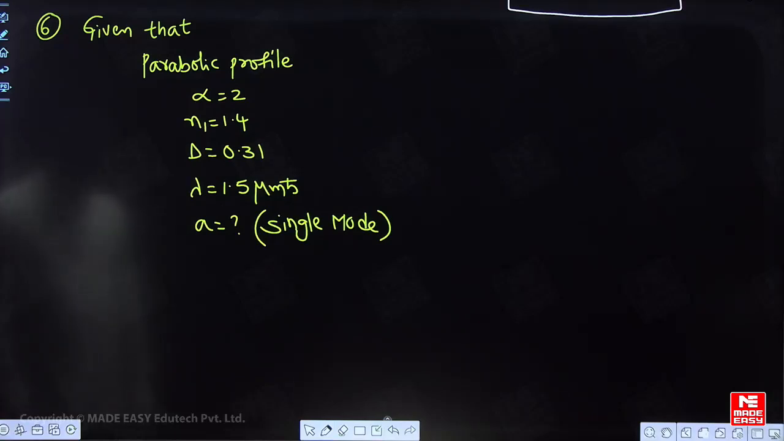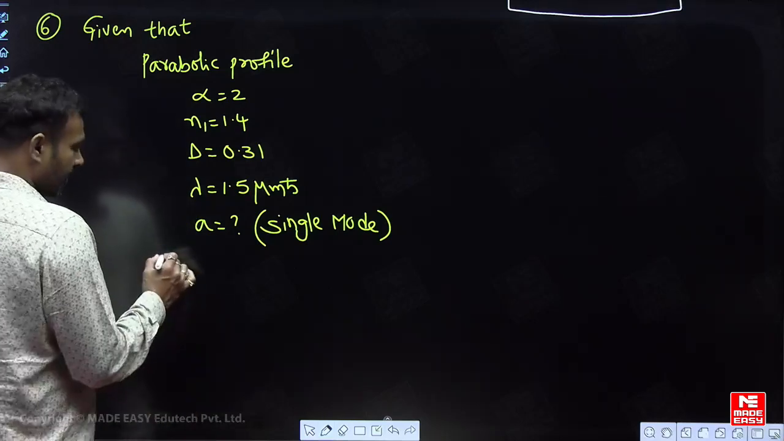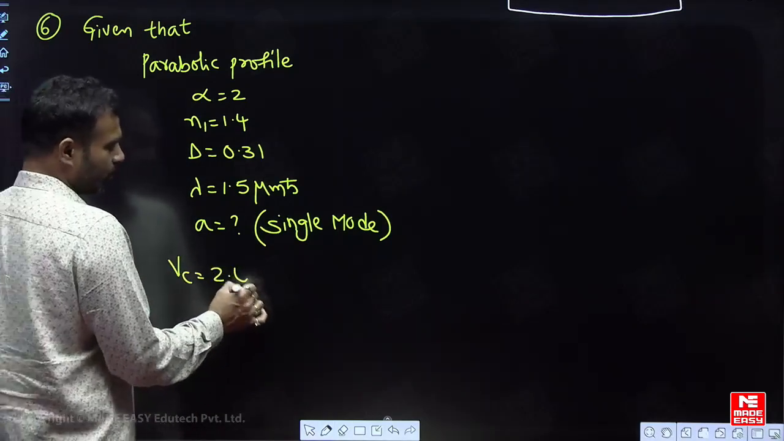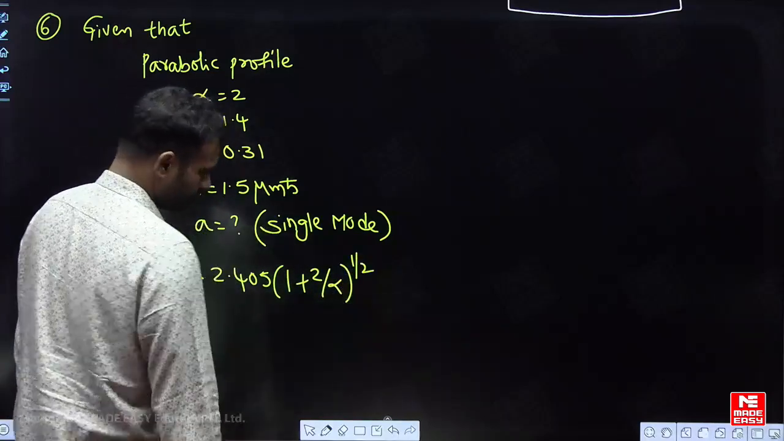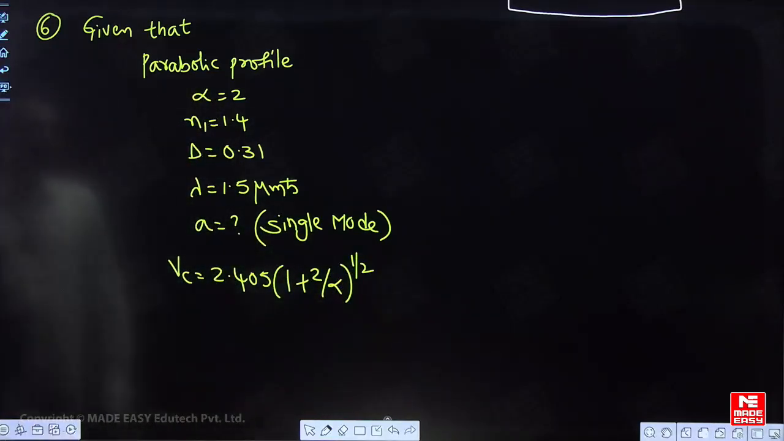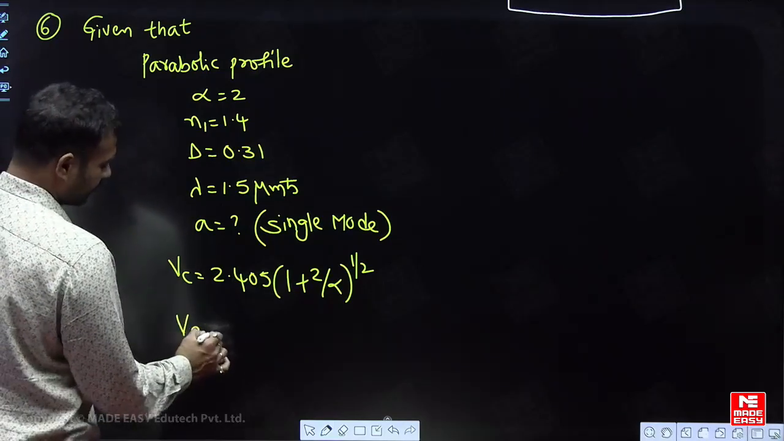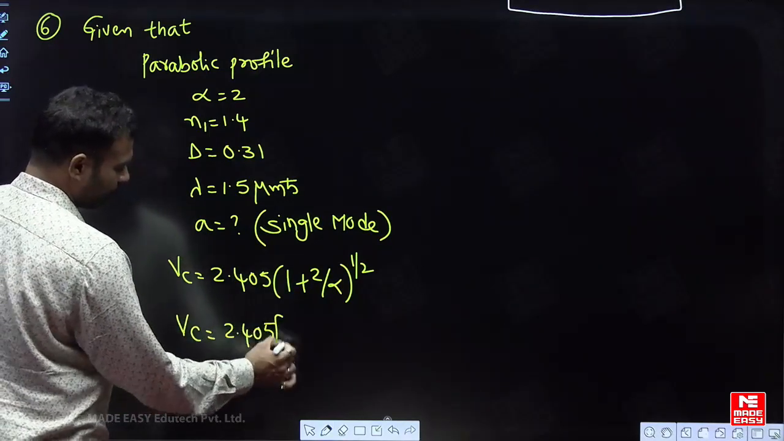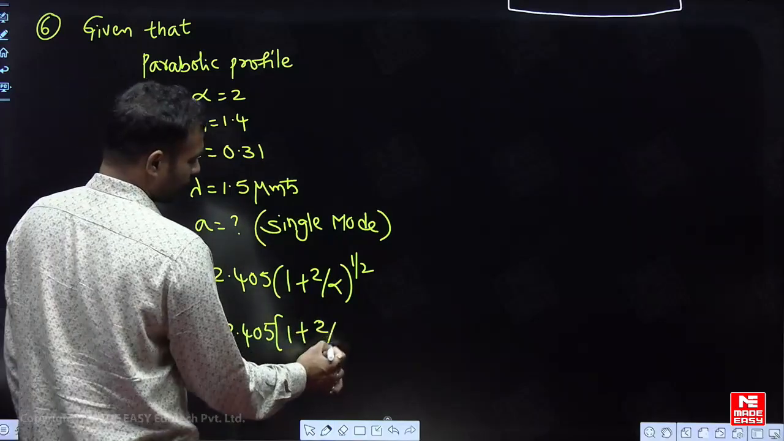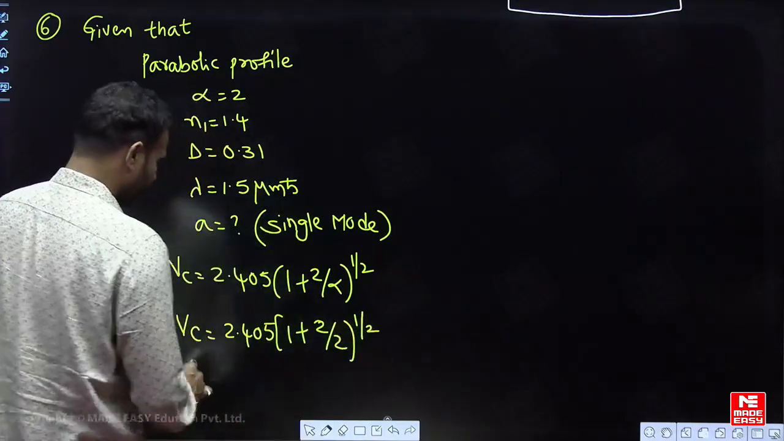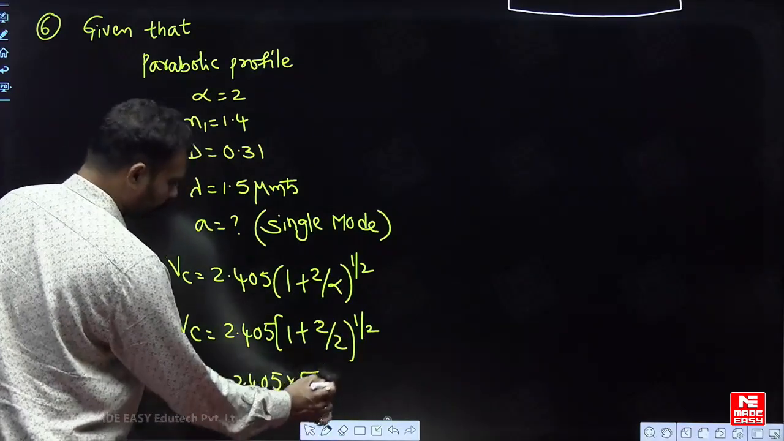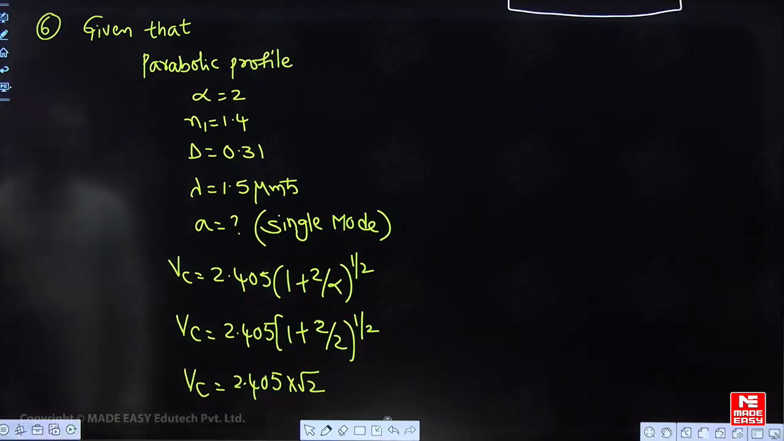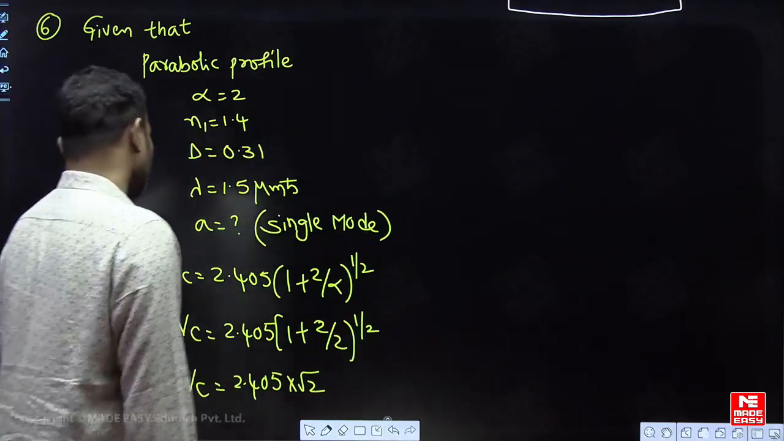Just try to understand one simple point here after copying this part. We studied in the classroom that VC is equal to 2.405 into (1 plus 2 by alpha) whole to the power of 1 by 2. If you talk about the VC value, we can write it like this. VC is equal to 2.405 into (1 plus 2 by 2) whole to the power of 1 by 2. So VC is equal to 2.405 into root 2. So root 2, that means 1.414, is multiplied with 2.405.